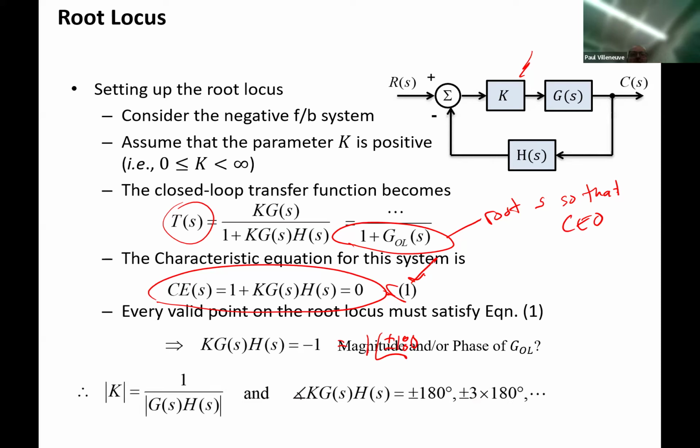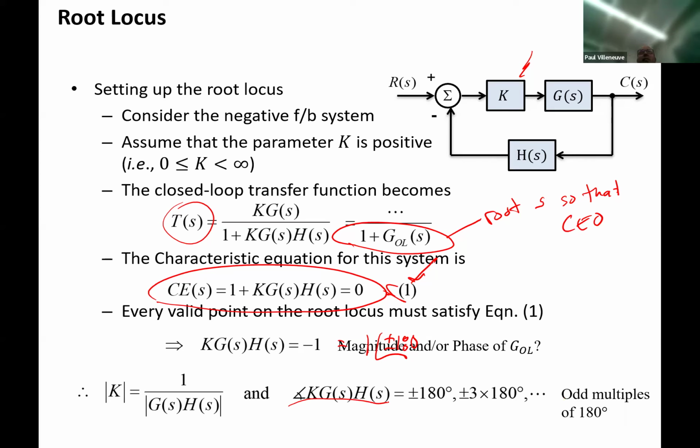So the magnitude, you can use that to solve for K. Any value of K is going to be equal to 1 over GH. That's the magnitude. And the angle, so this is different. The angle has to be plus or minus 180, 3 times plus or minus 180, and on and on.